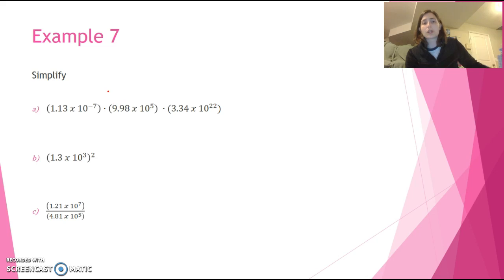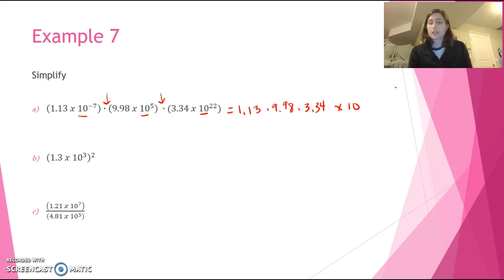All right, so when we look at this first one, our operation is multiplication, and our base is this 10, because that is what is holding up our exponent. And so the 1.13, the 9.98, and the 3.34 are kind of like those numbers in front of our variables. They're being multiplied, but they're not our base. And so we're just going to multiply them together. So 1.13 times 9.98 times 3.34, and then that would be times 10. And when we are multiplying the same base, we add our exponents. So 10 to the negative 7 plus 5 plus 22.